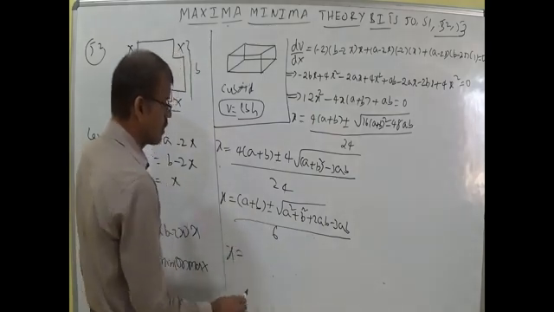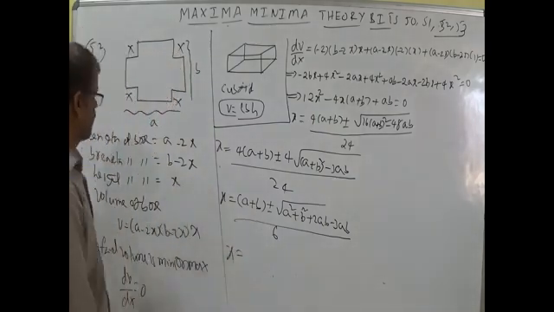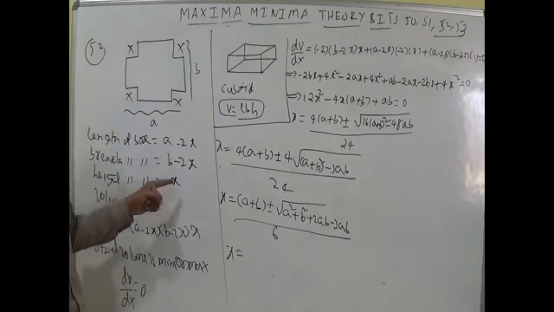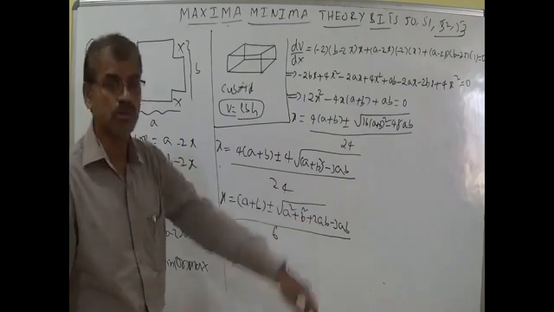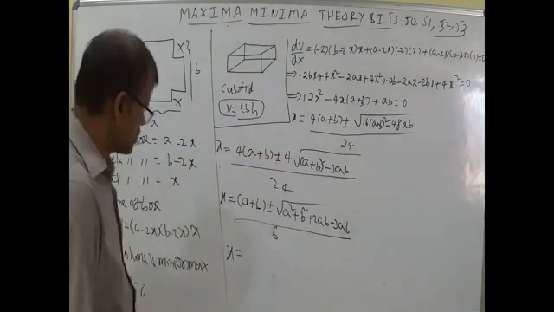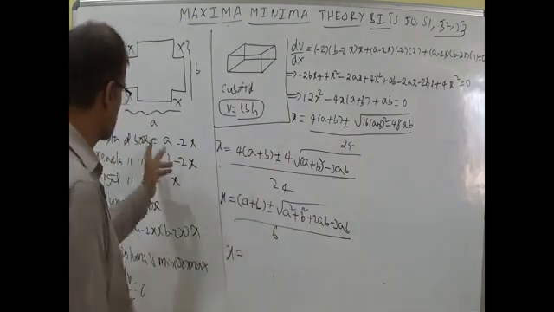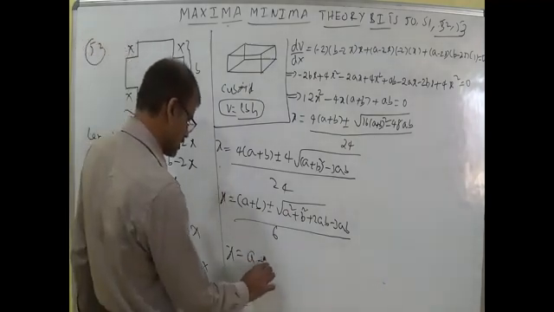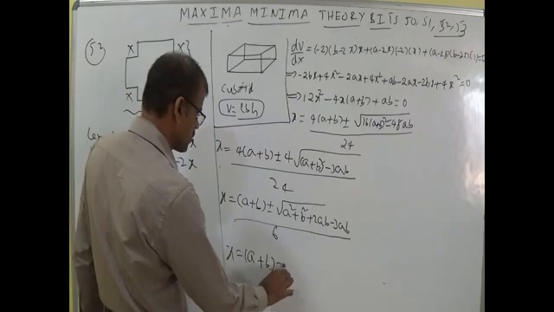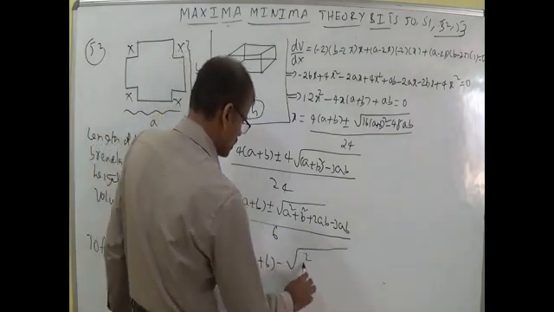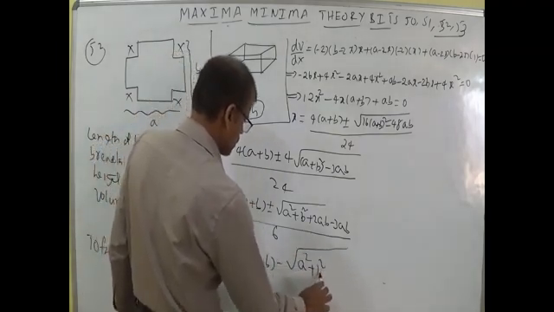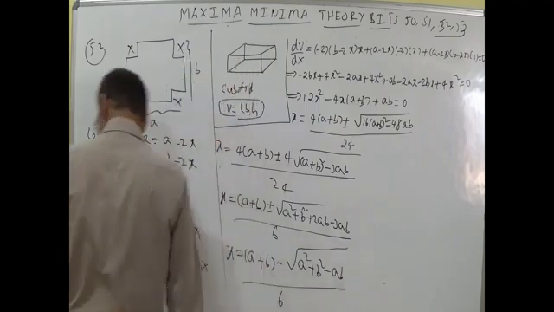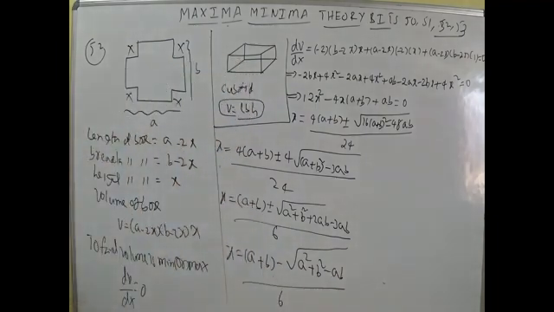X is equal to, students try to understand, the box length is simply a minus 2x and breadth is b minus 2x. If you put a plus b and this one also plus, it becomes more value. So x should be smaller than this one a and b. So don't take plus here, you take only minus. So a plus b minus, you may write here like this, a square plus b square minus ab whole by 6. That's all.